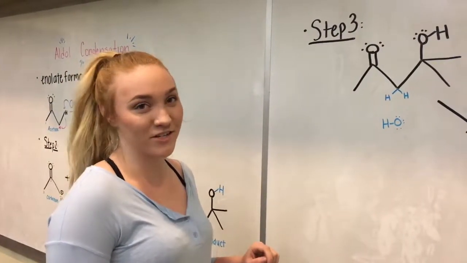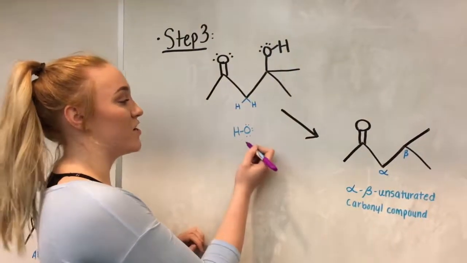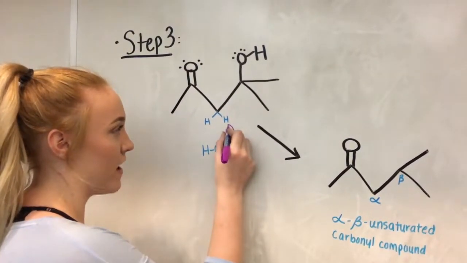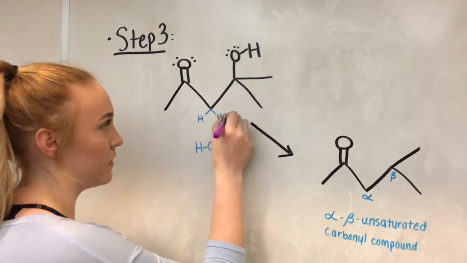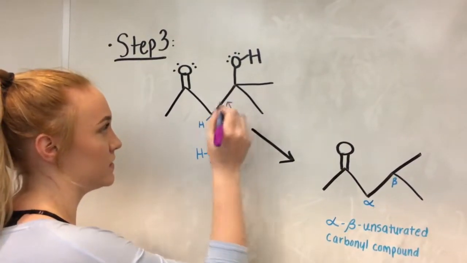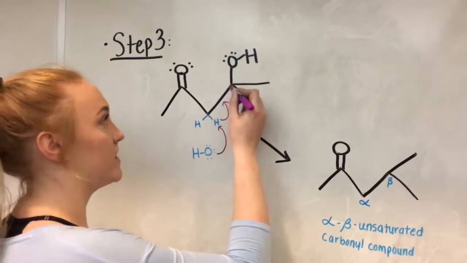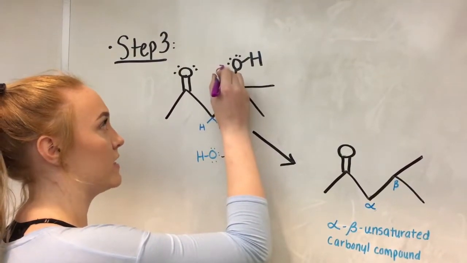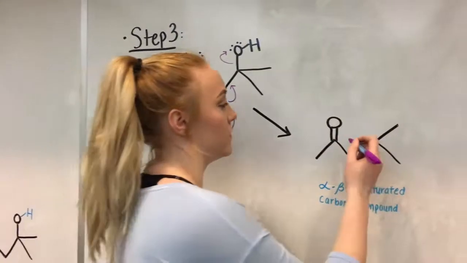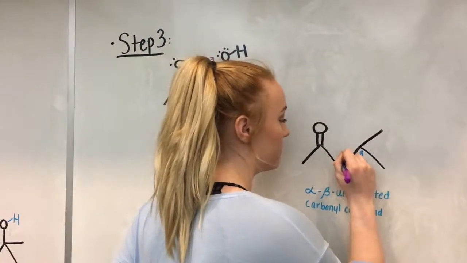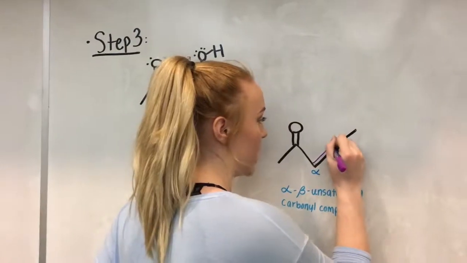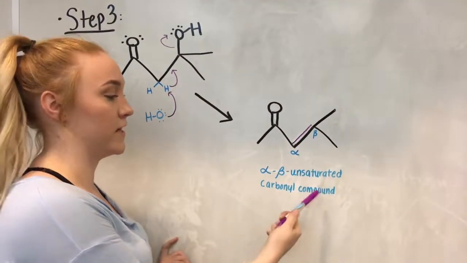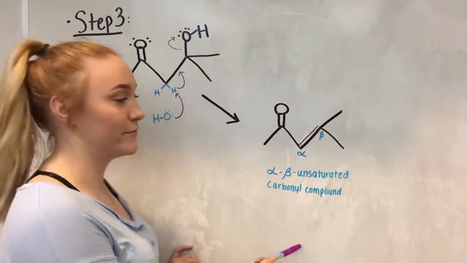Step 3 is dehydration. So we have this OH floating around in solution. It's going to attack one of the alpha hydrogens, forcing this bond onto this carbon-carbon bond. And since this creates too many bonds onto this carbon, the OH will go ahead and leave, forming a double bond from your alpha carbon to your beta carbon, which is known as an alpha-beta unsaturated carbonyl compound.